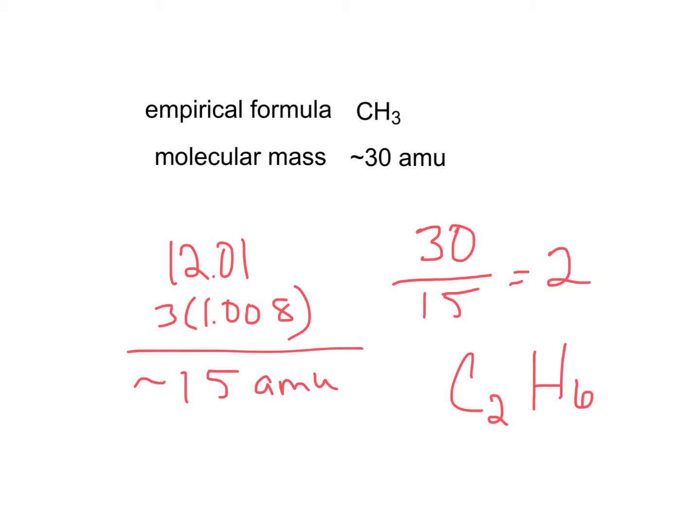C2H6. And if I were to go back and redo the calculations, what I would find is I would have 2 times 12 for the carbon plus 6 times 1, and that gives me a mass of 30 AMU. So I know I've got the right chemical formula, but it's really just a matter of finding the ratio between the molecular mass that's given and the mass from the empirical formula, and that ratio tells us what to multiply the formula by.